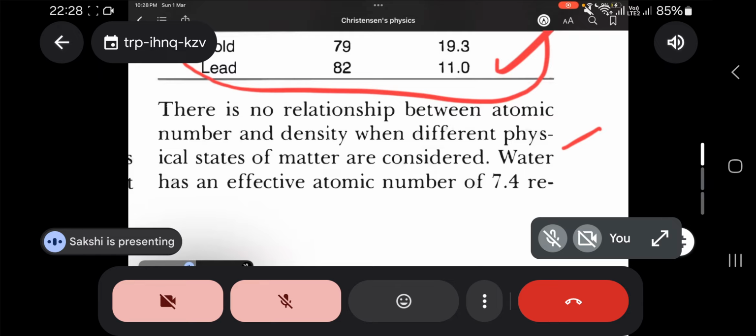So write this question also. Why is there no relationship between atomic number and density when different physical states of matter are considered?